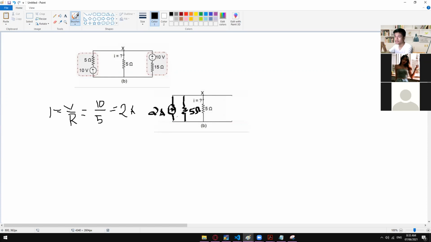All right, so that's how we convert the left side branch. And then take note, wherever the positive side is, that is actually our arrow. And then the negative is the tail of that arrow.